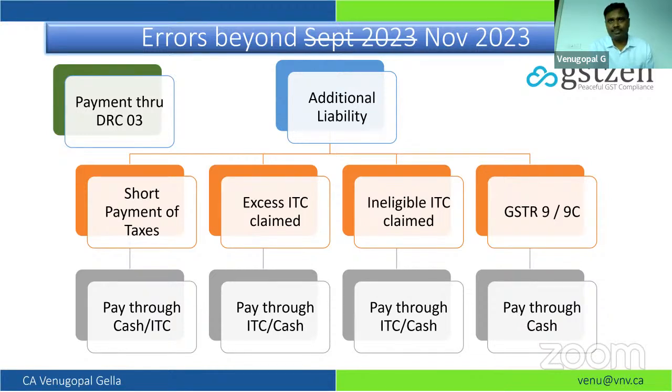Can I pay the excess or unreversed ITC due now? You can do it through DRC 03 and report it in table 7, no problem. Any other liability arising, it has to be paid through cash only. This is something you have to be very mindful of.